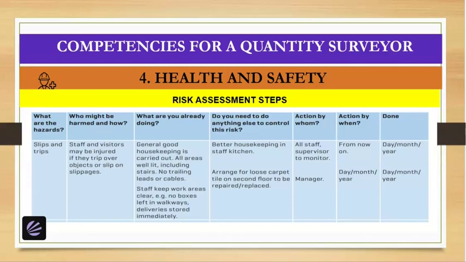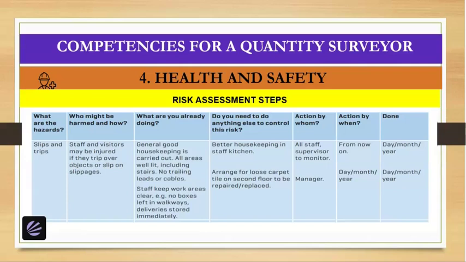You are of course doing some good housekeeping and also making sure there are no trailing cables and staff is keeping all the work areas clear, no boxes on the walkways. And you need to check if you need to do something else besides this, maybe better housekeeping in the kitchen, and arrange for loose carpet tiles and so on.